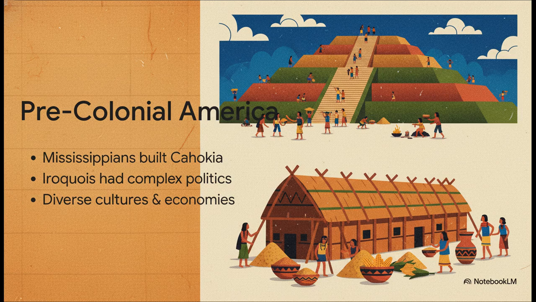So let's get one thing straight right off the bat. Before 1492, North America was not just some empty wilderness. It was literally buzzing with diverse, incredibly complex civilizations. For instance, the Mississippians built Cahokia, this massive urban center that was actually larger than London was at the time. Crazy, right? Across the entire continent, groups like the Iroquois Confederacy developed intricate, highly organized political systems, alongside distinct cultures, vibrant languages, and really bustling economies.